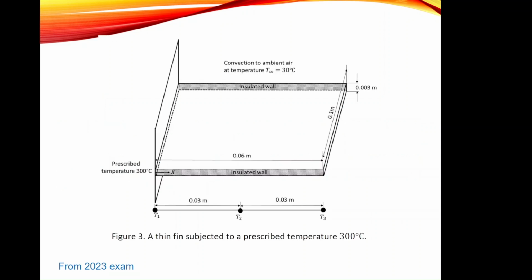On the left, the fin is subjected to a prescribed temperature of 300 degrees, and the front and the back walls are insulated. Top, bottom, and the right surfaces are subjected to convection with ambient temperature 30 degrees.